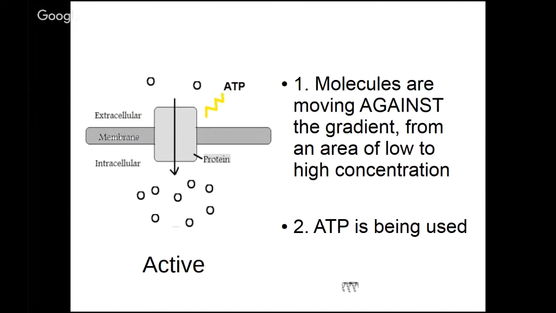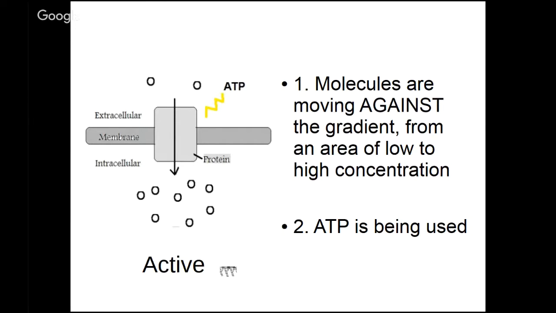The other diagram, diagram B, represents active transport. Now again, how can you tell? Well, in this diagram, we've got a channel or a carrier, and we have a membrane, and we have some molecules that are moving. But notice that these molecules are now moving from an area of low concentration to an area of high concentration. They're being crowded together, so they are moving against the gradient. Also, we see that ATP is being used to make this happen. So that's the second hallmark of active transport.